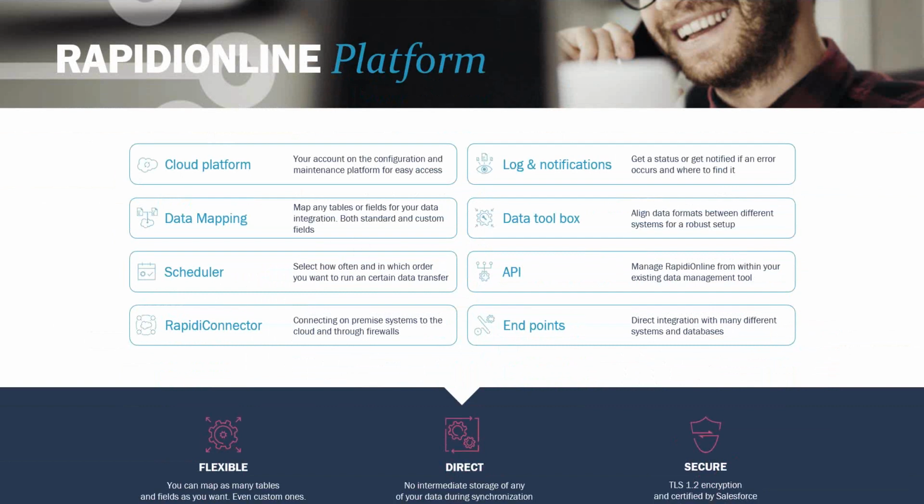The Rapidi connector is part of this platform. In your on-premise environment, that is the piece that gets installed locally that enables your local on-premise environment to talk to the Rapidi platform in the cloud, which then talks to Salesforce in the cloud. And we'll go over this in a little bit more detail in a few minutes.